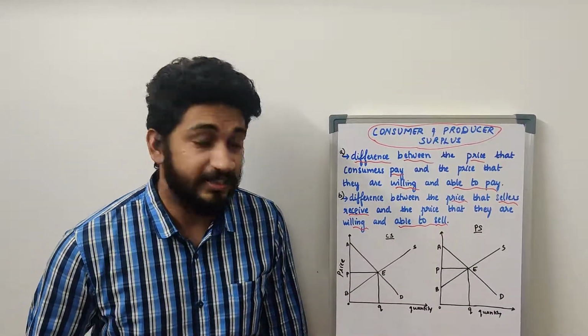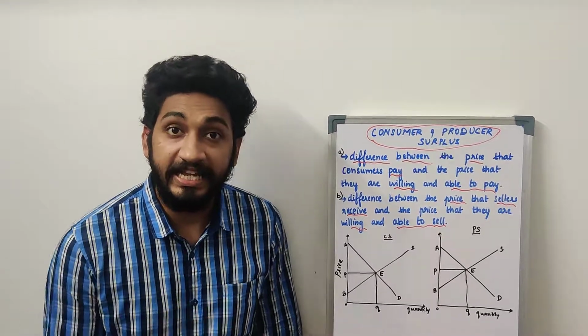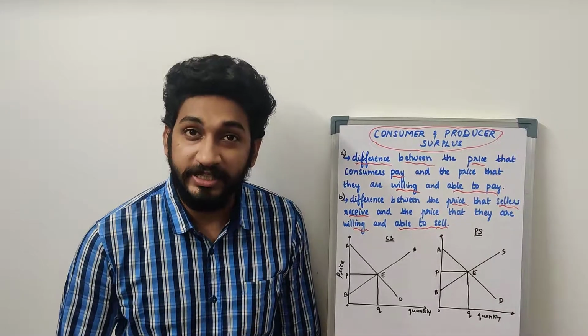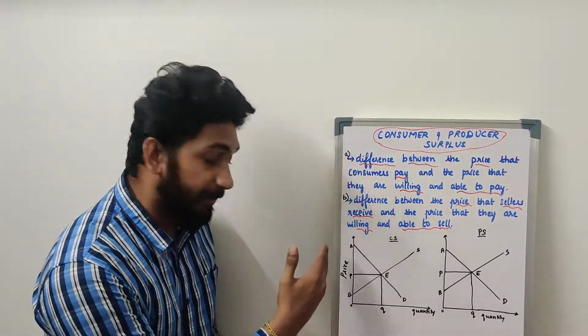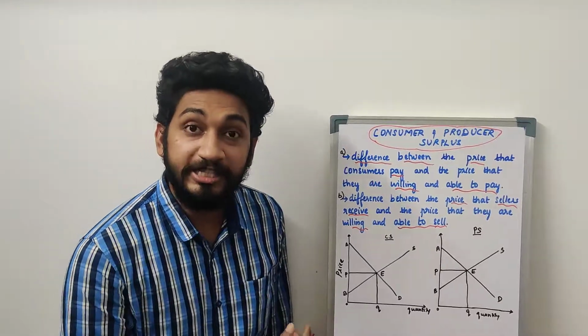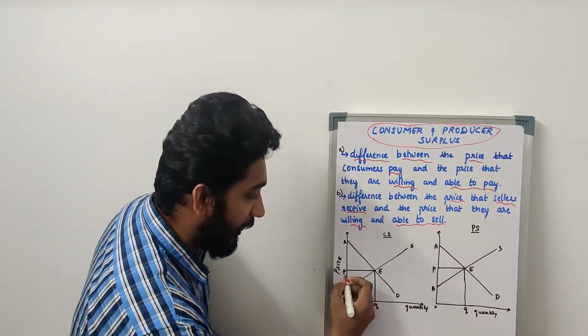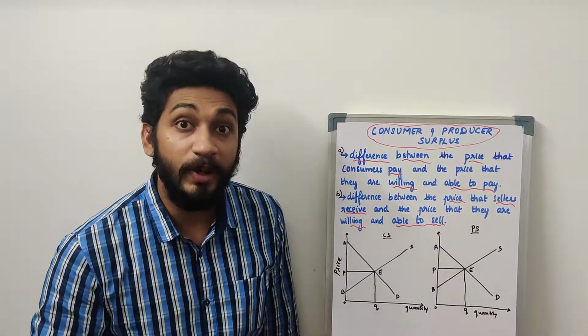So in what situations can producer surplus and consumer surplus increase or decrease? We know the demand curve has an inverse relationship, and the same is the case for consumer surplus. When the price decreases, your consumer surplus will increase. That is, when the price decreases from PE to anything less than the equilibrium price, your consumer surplus, that triangle, will increase.